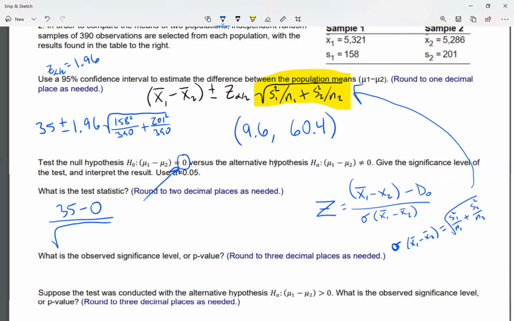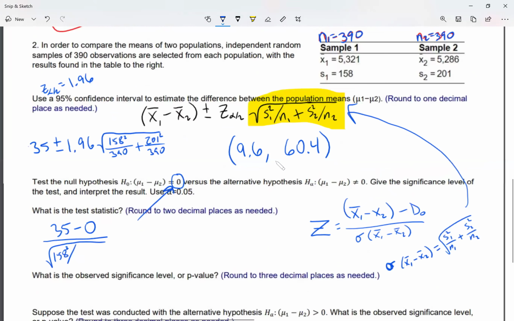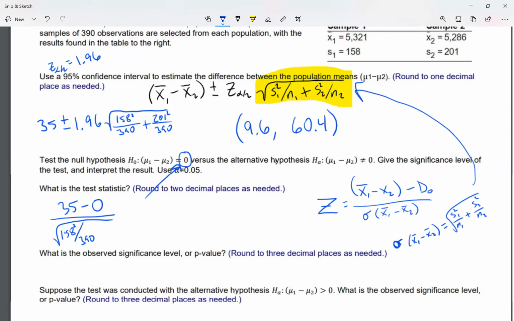I'm going to go 158 squared divided by 390 plus 201 squared divided by 390. Don't forget that everything at the bottom is inside the square root. Press enter on my calculator. I know for Z-scores, we usually round it to 2 decimal places, and it even reminds me, round to 2 decimal places as needed. And my Z-score here will be 2.70.